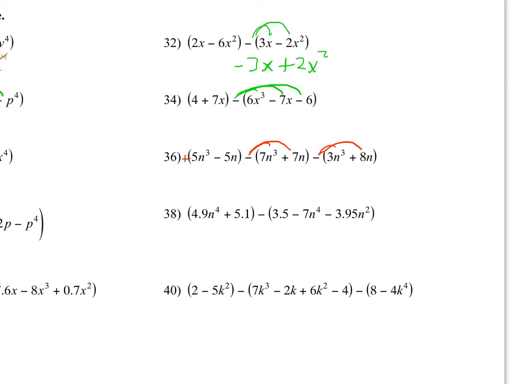Hopefully this should help you with these types of questions. This ends Lesson 4.3 Homework Help.